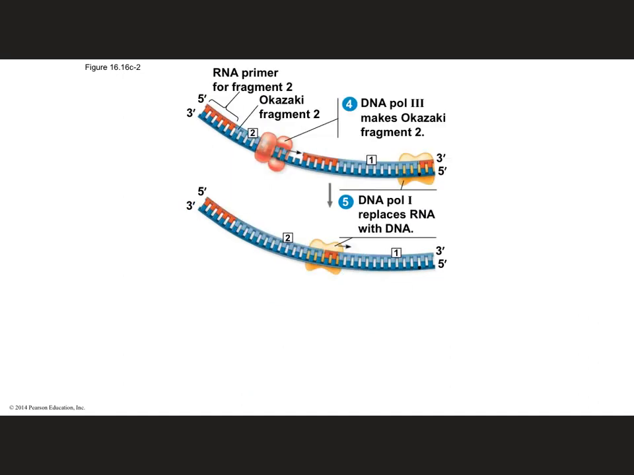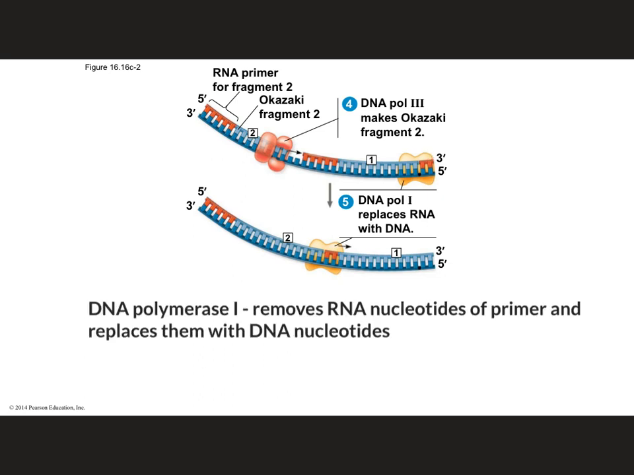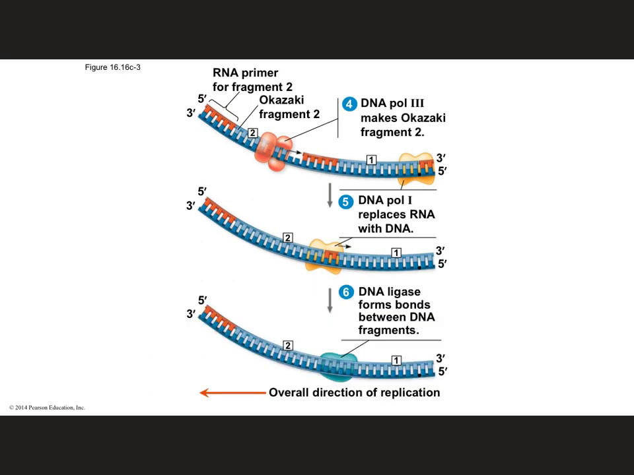Another enzyme that is going to play a role here is DNA polymerase 1. The purpose of DNA polymerase 1 is to remove the RNA nucleotides that were made by the primase and replace them with DNA nucleotides that are added to that 3' end. So now there will be no more RNA nucleotides, but only DNA nucleotides.